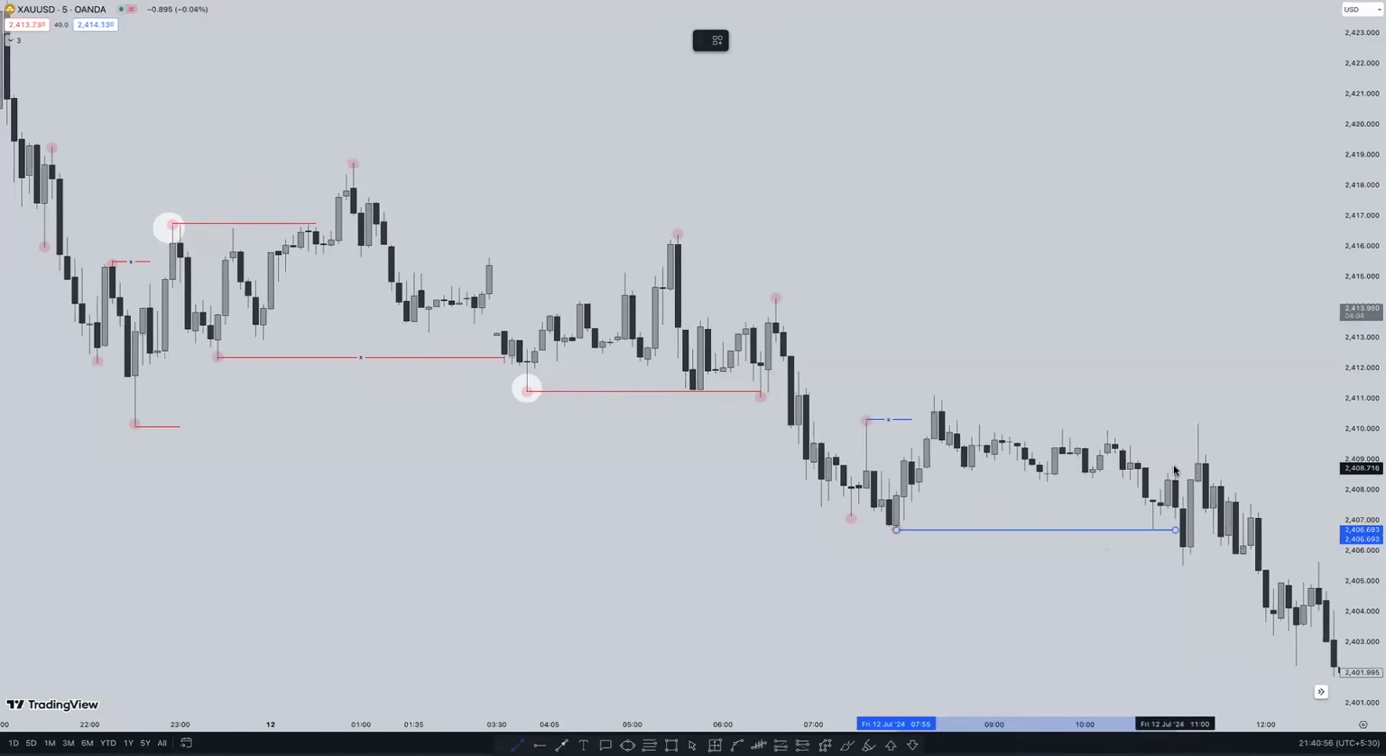Break this one. Again the inducement is taken out. Again creating the lower low and lower high right here. Lower low, lower high. Again break this one. Create one more pullback here. Lower low, lower high, lower low and lower high. And the inducement is taken out. Right. So this is a very simple process.